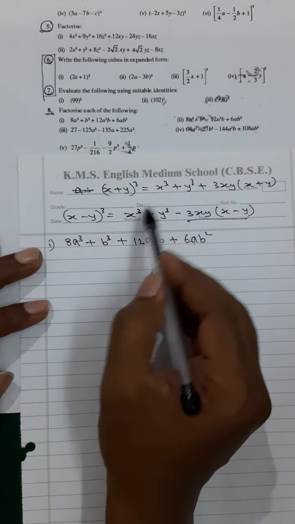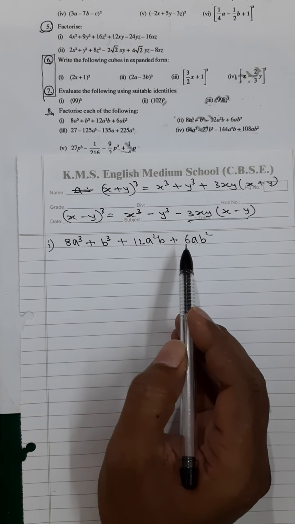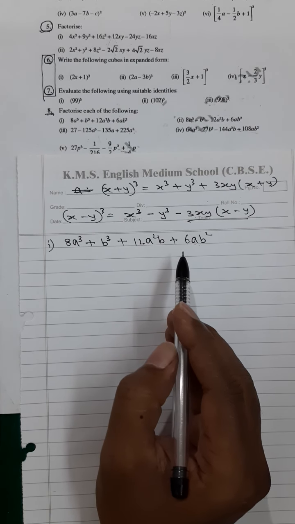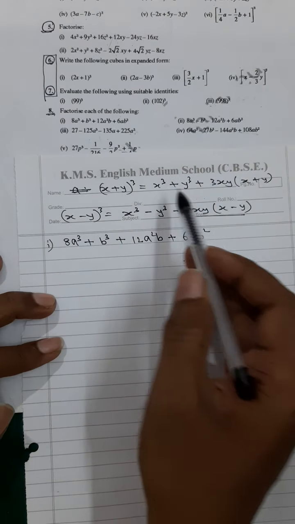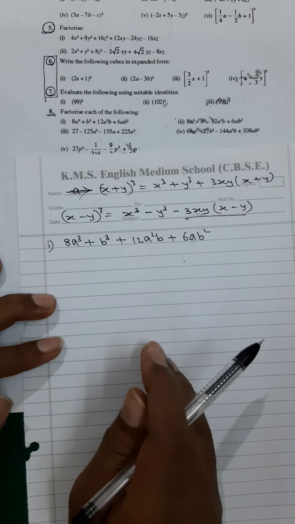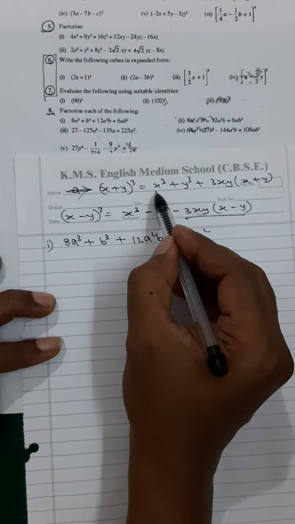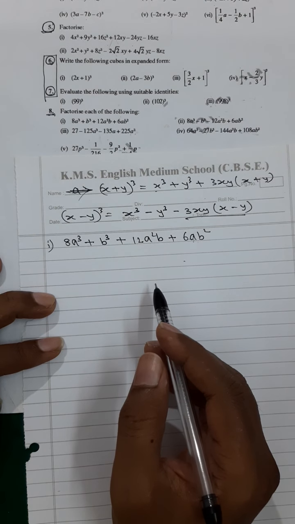Definitely here the first two terms, now here they are all plus. Because in the question they are all plus, it has to be identity 6. So considering that it is x cube plus y cube plus 3xy in bracket x plus y.